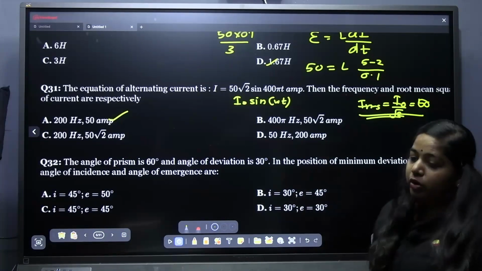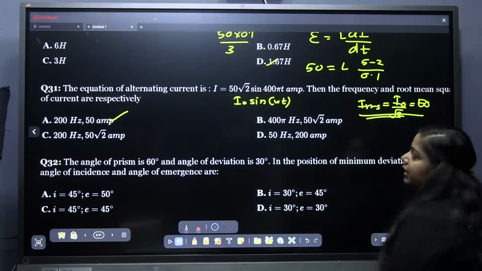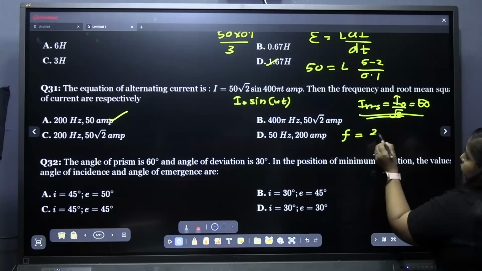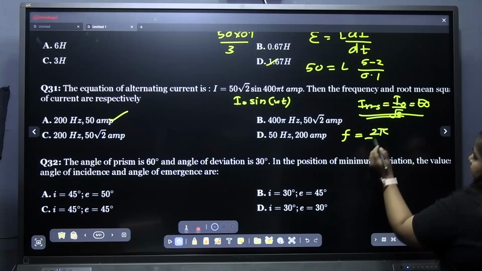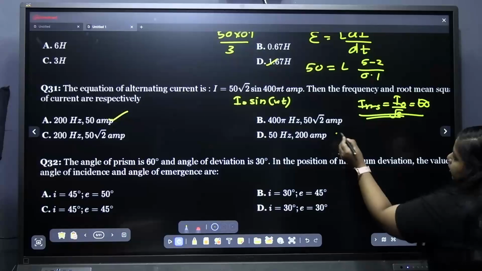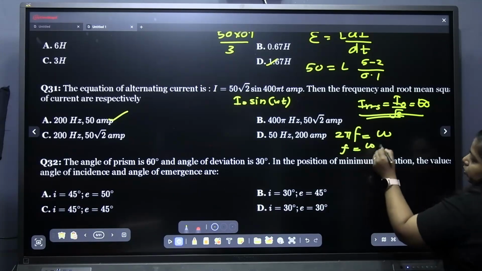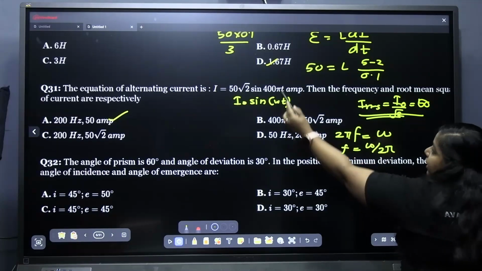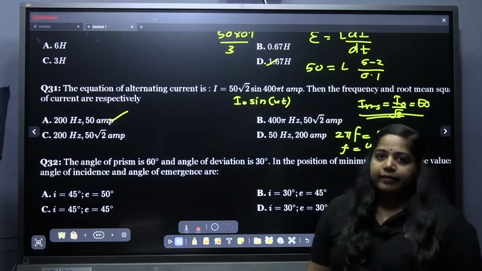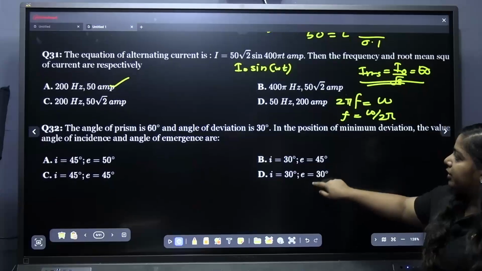And if you want to find frequency, that also you can find. Let's say multiple options were there with 50 ampere. Then omega is equal to 2 pi times frequency, so frequency equals omega by 2 pi. From this we know it is 400 pi divided by 2 pi, 200 hertz. So that one also you can calculate. I hope everybody understood 31.